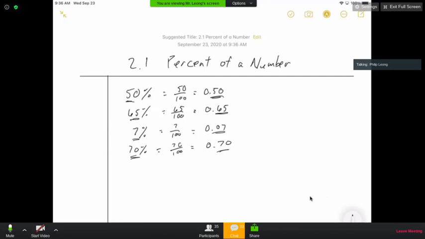So let's think about it. I went from 50 to 0.50. I went from 65 to 0.65. I went from 7 to 0.07. Now the question is, they become a decimal somehow. But it's actually really simple to change a percentage into a decimal. And the key is this.